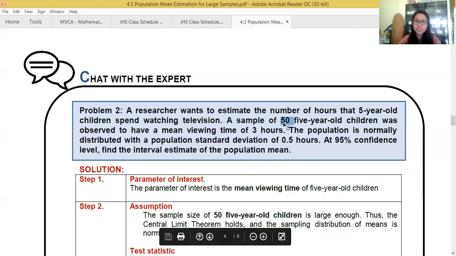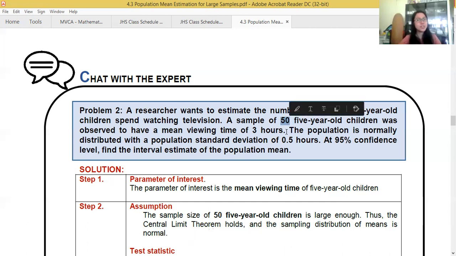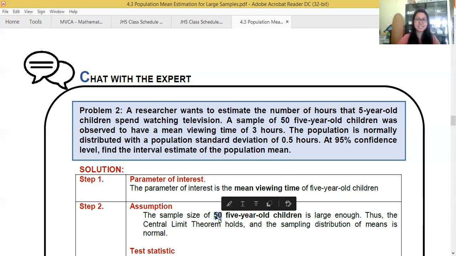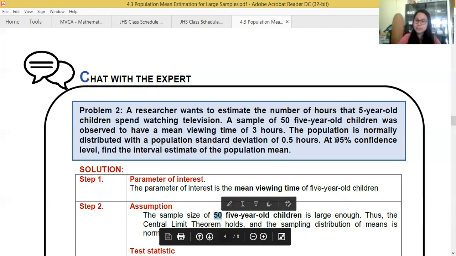And what's our sample size? 50. So it's large. So how do you assume? A sample size of 50 is large enough. Thus, the central limit theorem holds and the sampling distribution of means is normal. And since this is large, our test statistic is z-test. Our confidence level is 95%, so our alpha is 0.05.